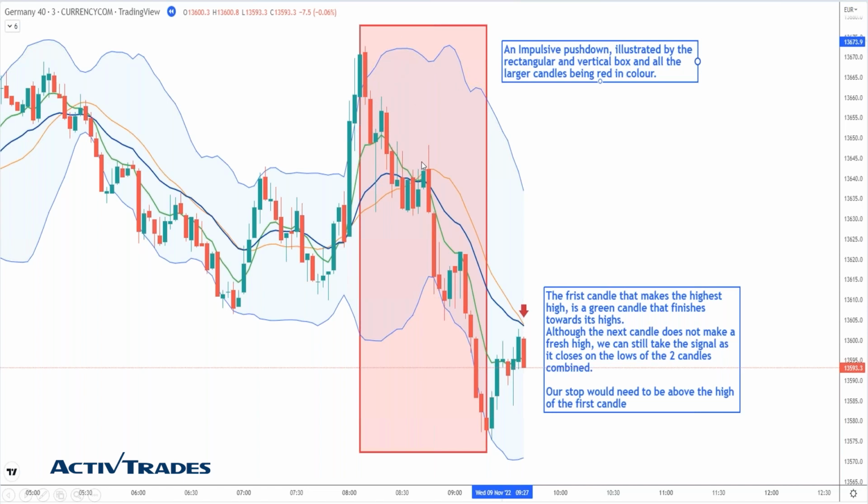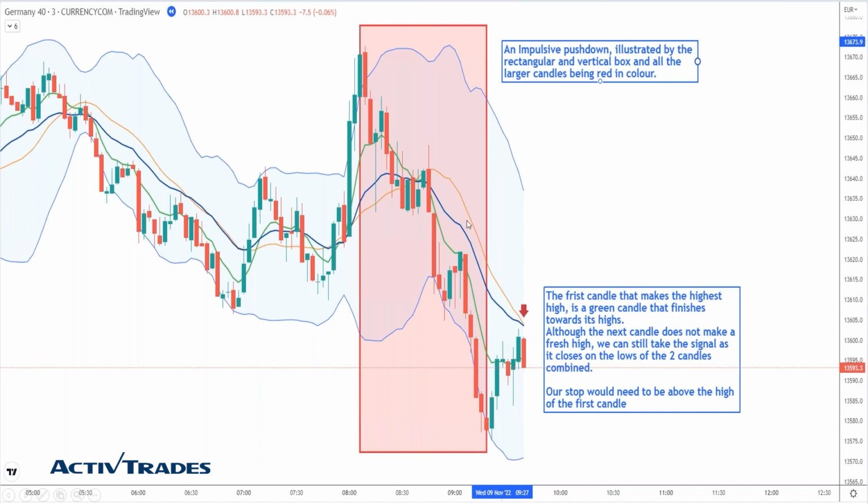example, we have this impulsive move down illustrated by the rectangular vertical box. All the larger candles are red in color. We have some slight, mini corrective pullbacks to those 8 moving averages. This is a 3-minute chart, but if this was a 1-hour chart, these 3 or 4 candles here would be a corrective structure on a 3-minute execution time frame. When you start getting back to these 8 moving averages, which would be like a 20 moving average on the 3-minute, that is an opportunity for you to short on the execution time frame.